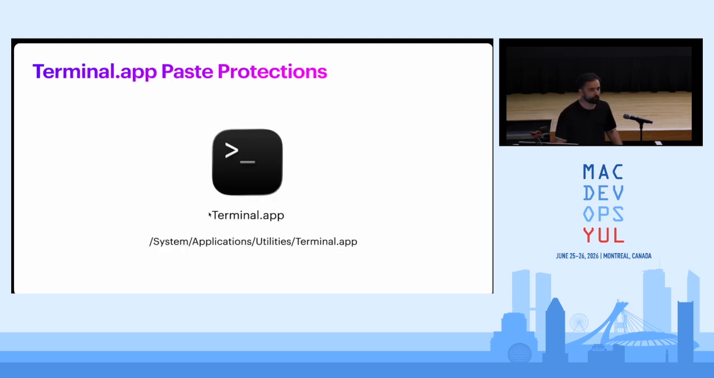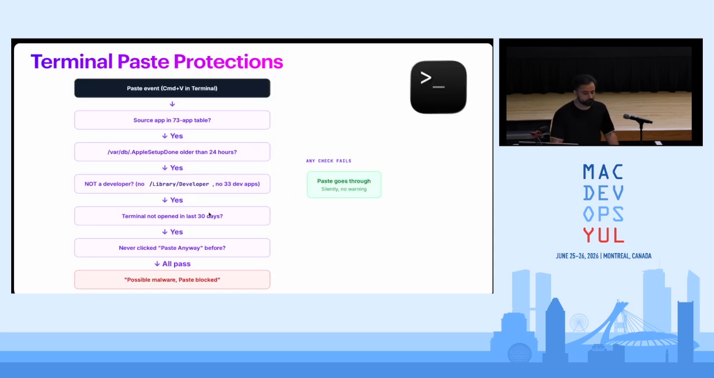So let's start with the one inside Terminal. Terminal runs a bunch of checks when you paste content, and all of them have to pass for you to get that prompt. The thing to know is that Terminal never looks at what you pasted. This is all behavioral checks. It's trying to catch that one specific scenario where a user isn't a developer, they don't really use Terminal, and they're only pasting something because a scam told them to. So let me go through each of these checks.